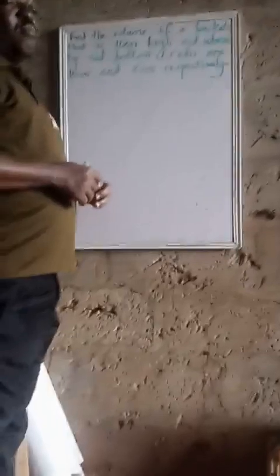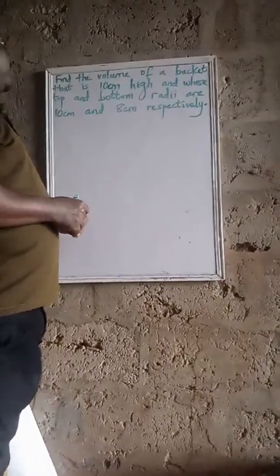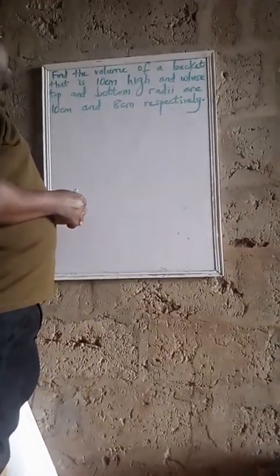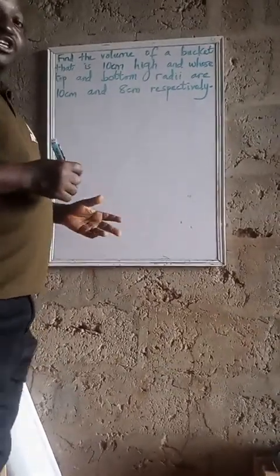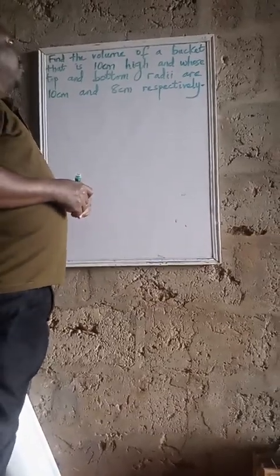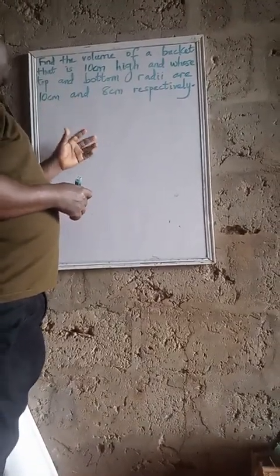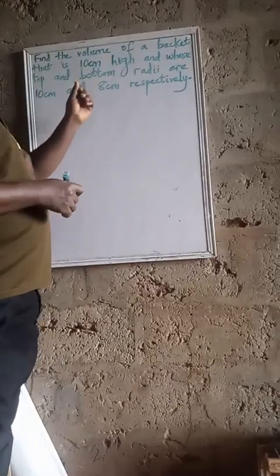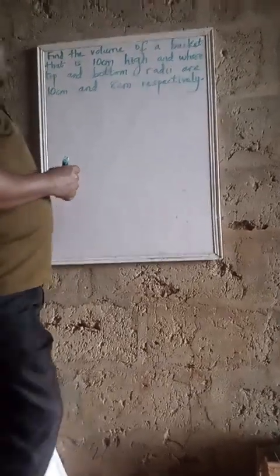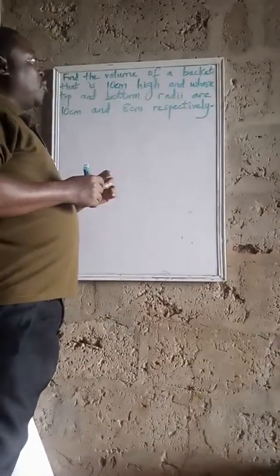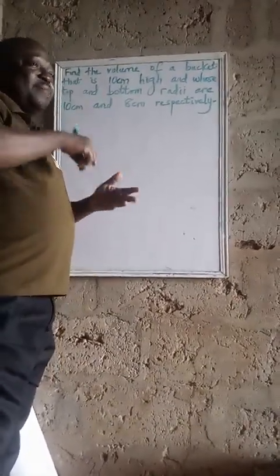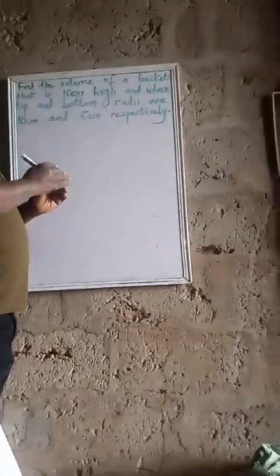This afternoon we want to solve examples involving volume of frustum of a cone. According to the question, we are asked to find the volume of a bucket. Don't forget, a bucket has the shape of a frustum of a cone. The diameter at the bottom and the top are given, and the height of the bucket has been given. As explained earlier, a frustum or a bucket is the remaining part of a cone when the head has been cut off.